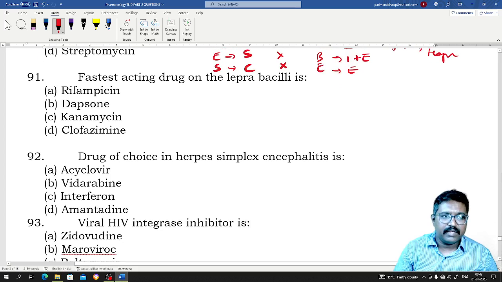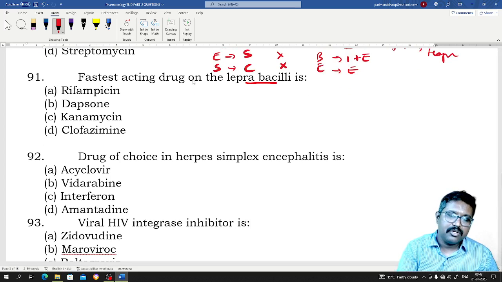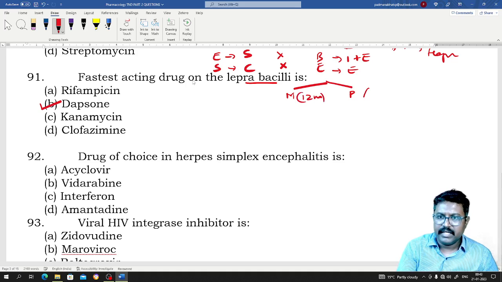So coming to the 91st MCQ, that is the fastest acting drug on lepra bacilli. So please remember, fastest acting is the dapsone. So what are the two regimens you should remember? One is the multibacillary and the paucibacillary leprosy. In multibacillary it is 12 months and here it is 6 months. So the regimen remains same, only the duration will differ.